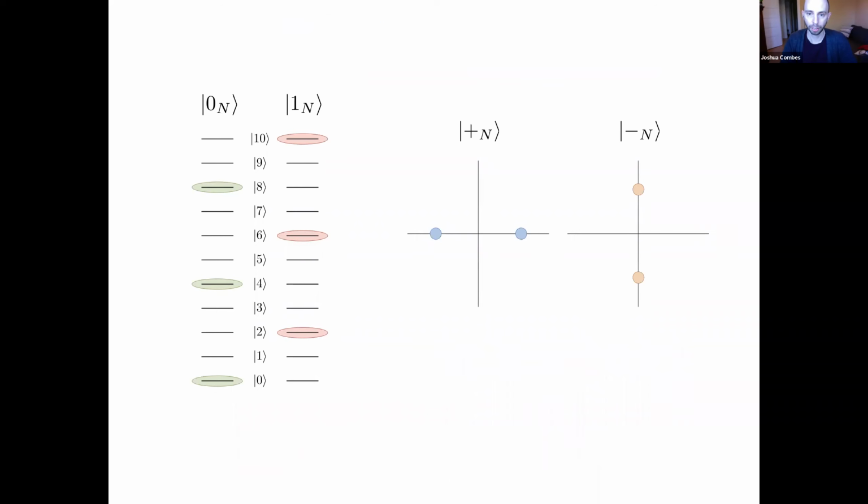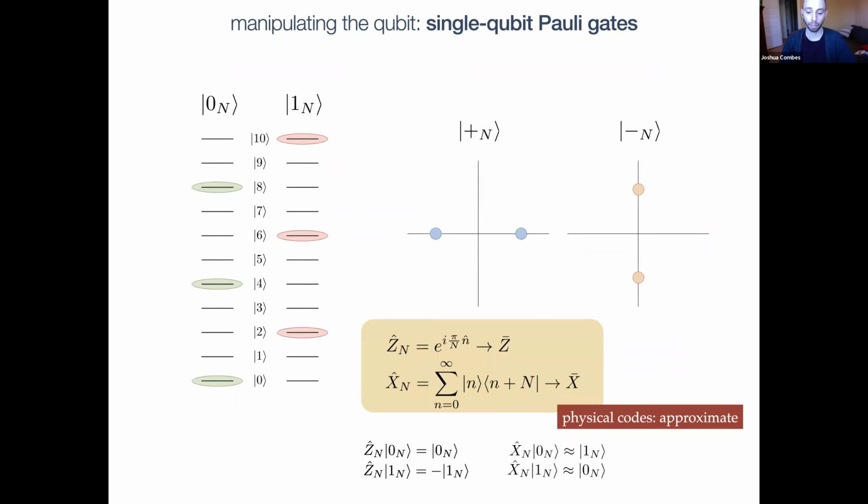The next thing to talk about is how we manipulate this quantum information. We've already seen that the rotation by pi on n is the Z gate. If you use the code space projector, you can take this operator, project it into the code space, and see that it is in fact the logical Z operator.